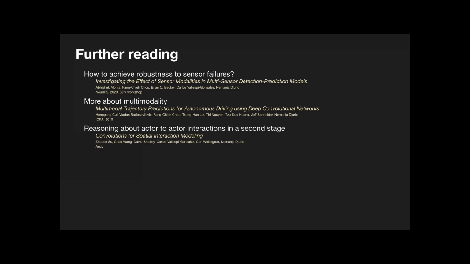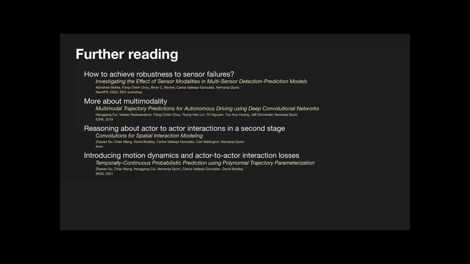The actor-centric stage can be extended to reason about interactions between actors. In this paper, Convolution for Spatial Interaction Modeling compares graph neural networks with convolutional networks and compares their performance. Then generally, these networks output very reasonable motion forecasts. However, we want to ensure these motion forecasts obey physics. The paper, Temporary Continuous Probabilistic Prediction Using Polynomial Trajectory Parameterization, employs techniques to constrain the motion forecast to actor-specific motion models and make them aware of the motion forecast of other actors.